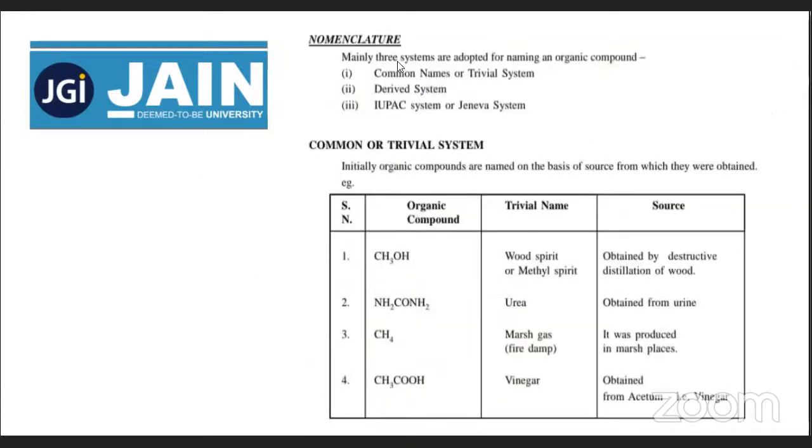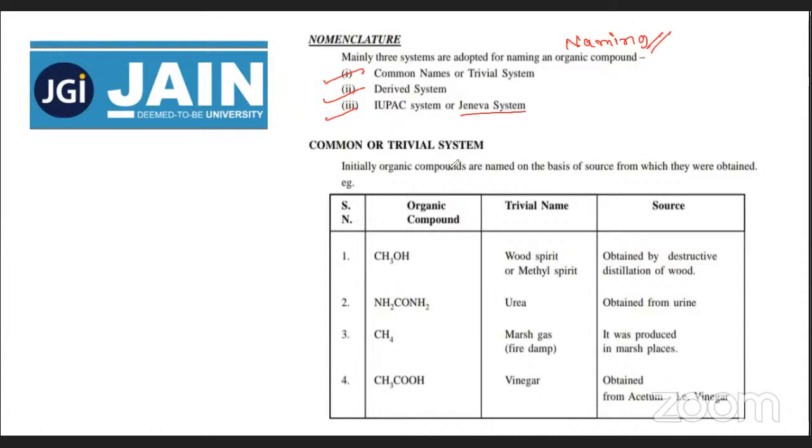So we'll go to the nomenclature part. While trying to name an organic compound, there are 3 methods. Common names or trivial system: like Chotu, Motu, Chintu, Rinku, these are names that people commonly use. Derived system, based on their source: what is their source? Then the IUPAC system, which is also known as the Geneva system. IUPAC is the International Union of Pure and Applied Chemistry.